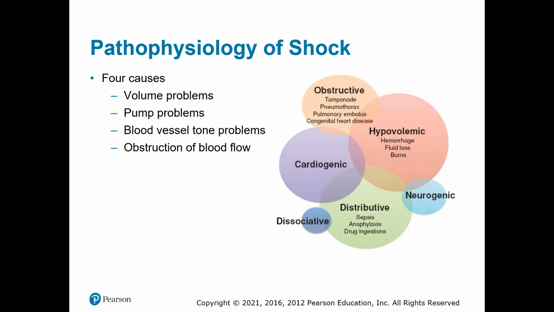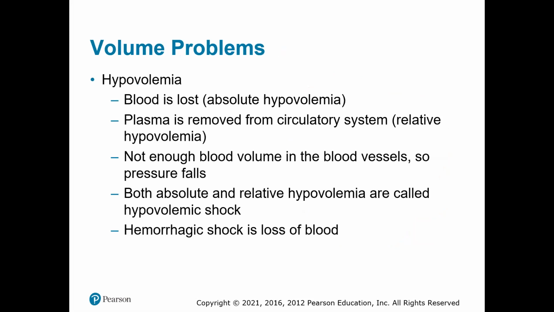Cardiogenic has to do with the heart, you know that. Neurogenic has to do with the brain, the CNS, central nervous system. Distributive, just think of that as it distributes through the body. So sepsis, right? So infection getting through the body, anaphylaxis, drug ingestions, kind of distributing through the body. So hypovolemic, your blood is lost, plasma is leaving. We don't have enough volume in the vessels.